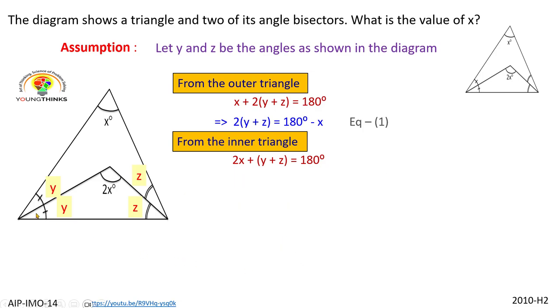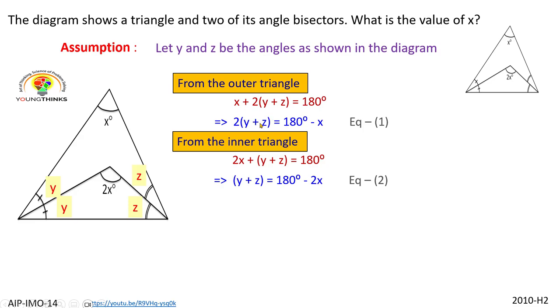So in the inner triangle, the sum of y plus z and 2x is 180. 2x plus y plus z is 180. This is equation 2. Write y plus z as 180 minus 2x. Now just compare equation 1 and equation 2.